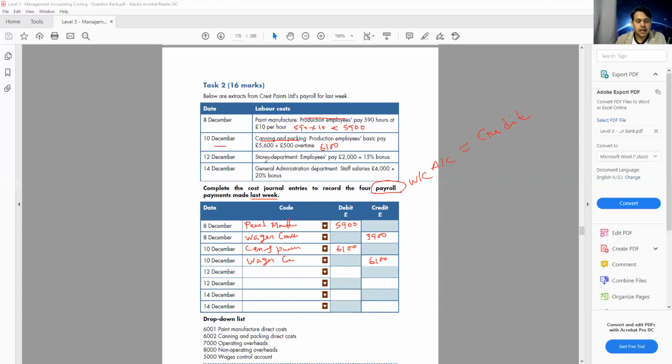12th of December, I have a store department. Store department, basically the operational department. This employee is paid 2,000 plus 15% bonus. So we can calculate that. So we say 2,000 times 15%, that is 300. So if I add this, pay plus bonus, 300 is the bonus, 15% of 2,000, the total will be 2,300. So store department is the operational overhead. Please remember that. This is not the direct cost. Indirect cost is overhead. It's an operational overhead.